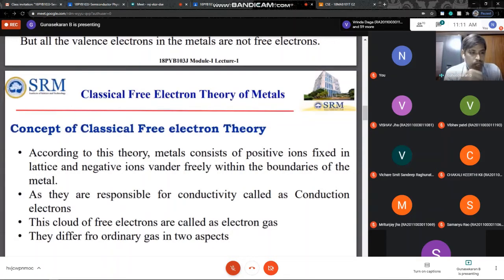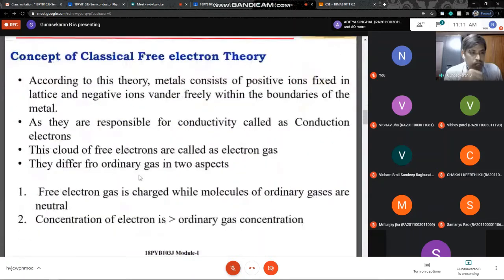Very simple, classical laws. Then based on that, they take the Maxwell-Boltzmann distribution law, that is, the velocities are identified by the Maxwell-Boltzmann distribution law. According to this, as I already told, metals consist of positive ions fixed in the lattice, and negative electrons that are free to move within the boundaries. These electrons are responsible for conductivity. These could be free electrons, which I already told you is an electron gas or electron cloud.